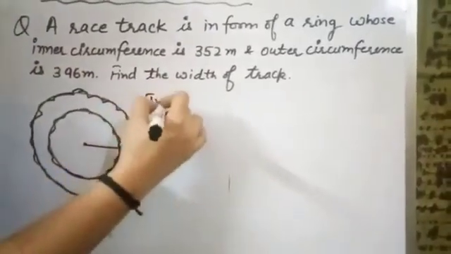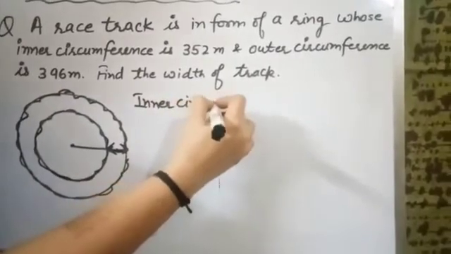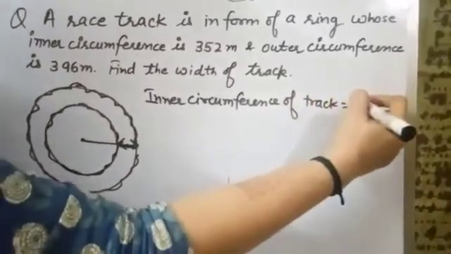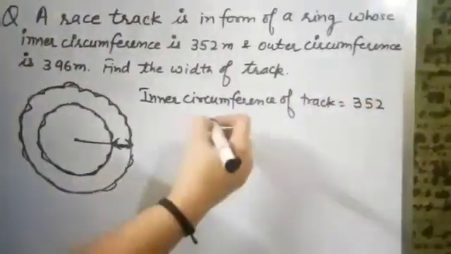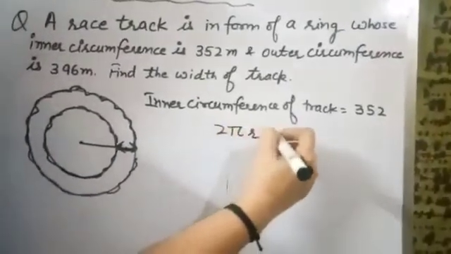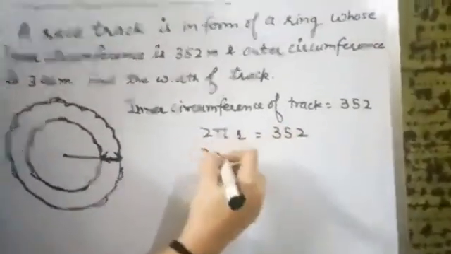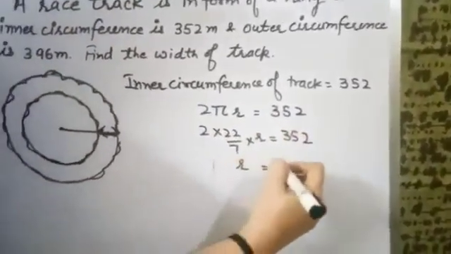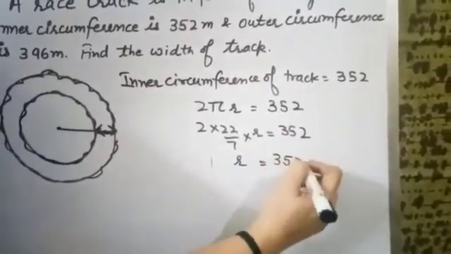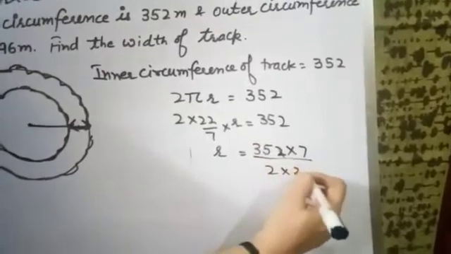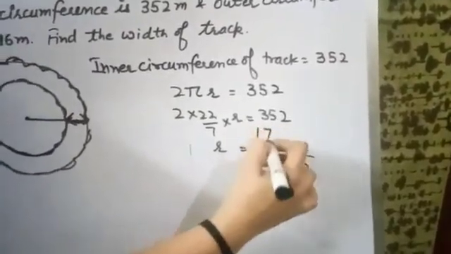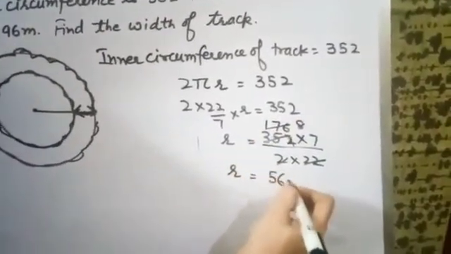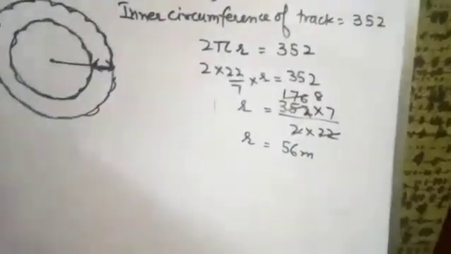Now the inner circumference of the track is given to us, 352, 2 pi r. We know that the circumference of the track is 352, the value of pi is 22/7, r is not known to us, we can find out r here. 352 into 7 upon 2 into 22. 2 ones are 2, 2 sevens are 14, and 22 8s are 176. So this is 56 meter. We have found the inner radius, that is 56 meter.